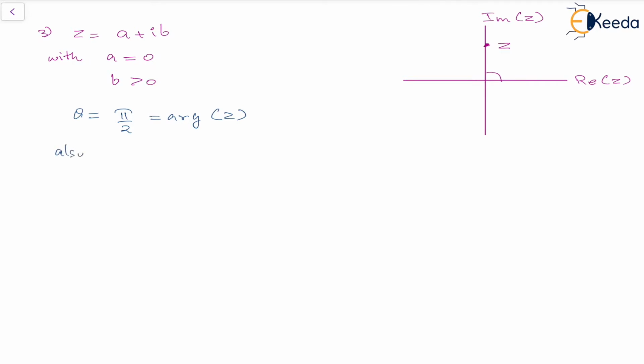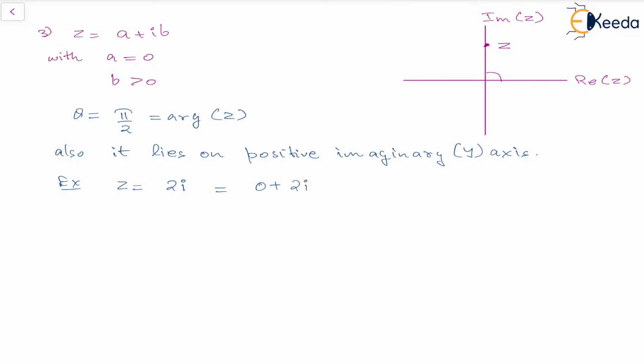Also, it lies on the positive imaginary axis, in this case the y-axis. For example, let's say it is z equal to 2i. So this is actually 0 plus 2i.